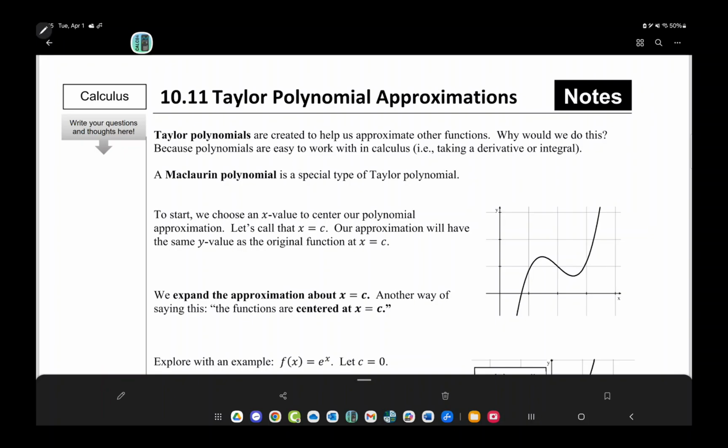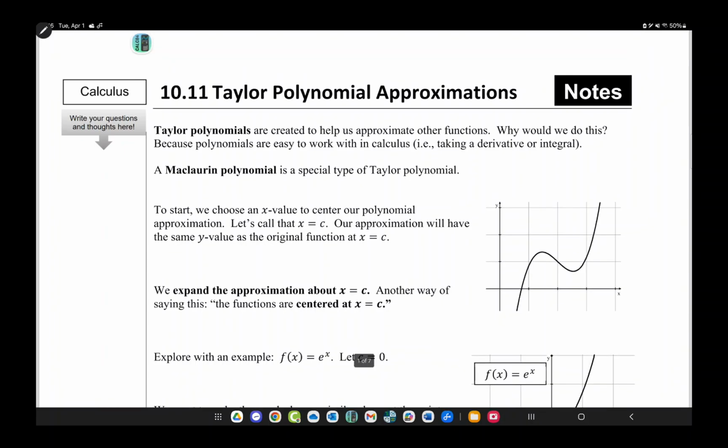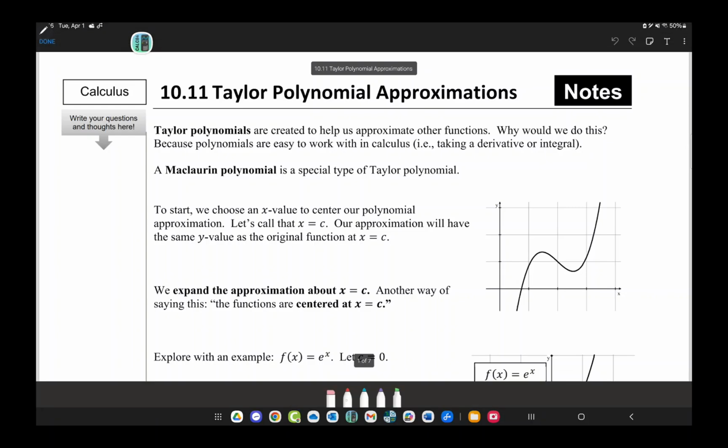Okay. Now, to start, we are going to choose an x value to center our polynomial approximation. We'll call this x equals c. So we'll put some point on my graph as c. Say this right here is c.